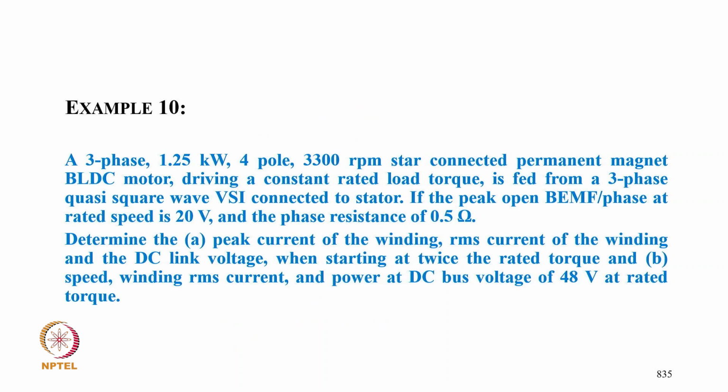So example 10: a 3-phase 1.25 kilowatt 4-pole 3300 rpm star connected permanent magnet BLDC motor driving a constant rated torque is fed from a 3-phase quasi square wave VSI connected to the stator. If the peak open circuit voltage at rated speed is 20 volt and the phase winding resistance is 0.5 ohm, determine the peak current of the winding, RMS current of the winding, and DC link voltage when starting at twice the rated torque, and the speed, winding current, RMS current and power at the DC link bus voltage of 48 volt and rated torque.